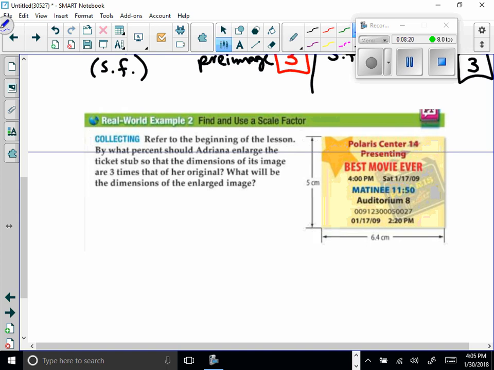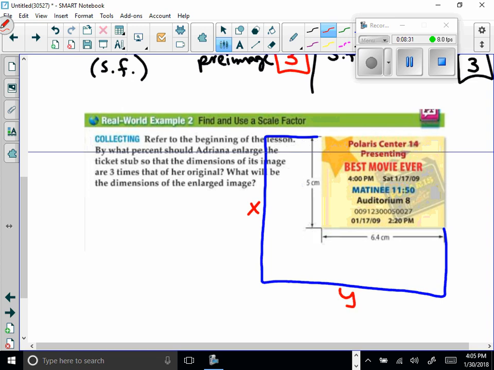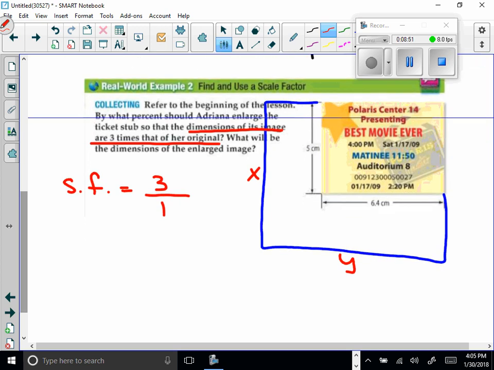So, kind of imagine you're putting it on a photocopier and you're going to enlarge this figure. And so I'm going to make a bigger one here. I'm going to give these some variables to solve for. And it says that we want the dimensions of its image to be 3 times that of the original. So that means we're going to have a scale factor of 3 to 1, where the image in the numerator is 3 times that of the denominator.